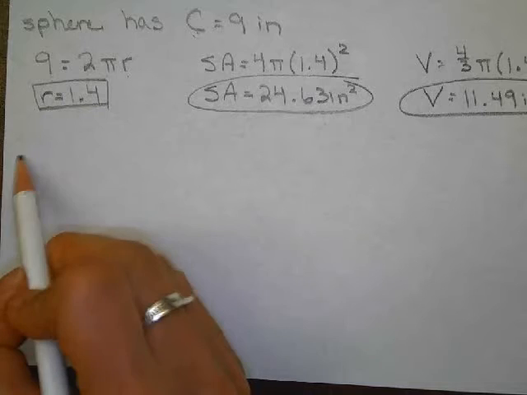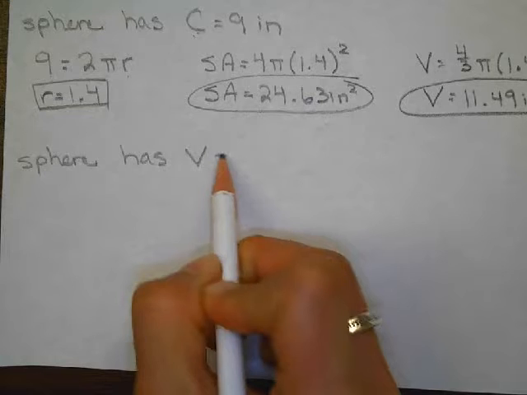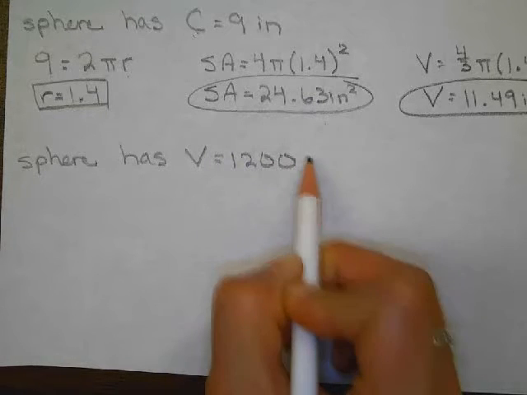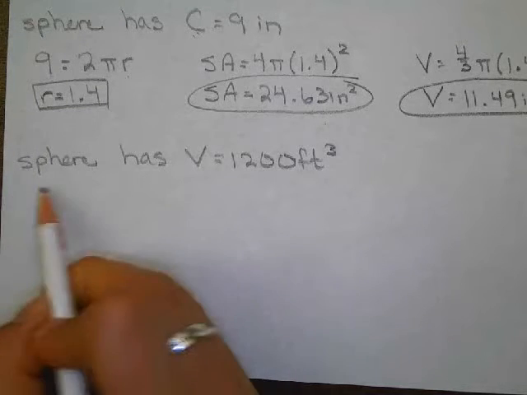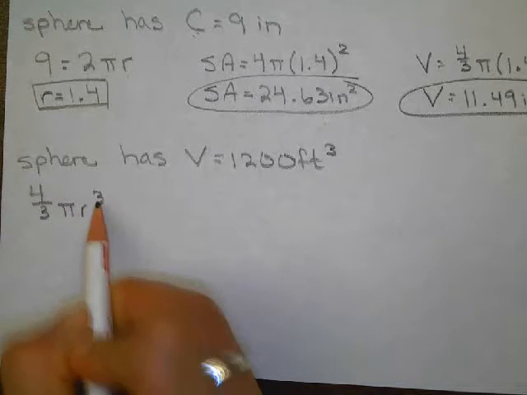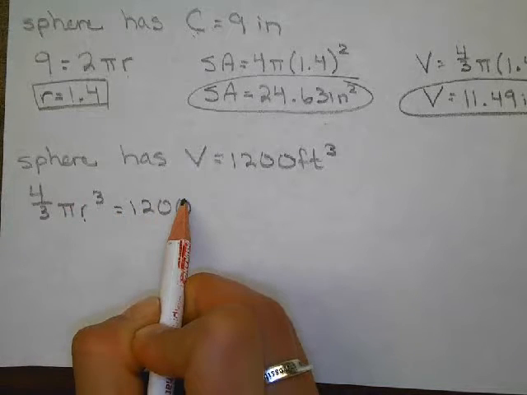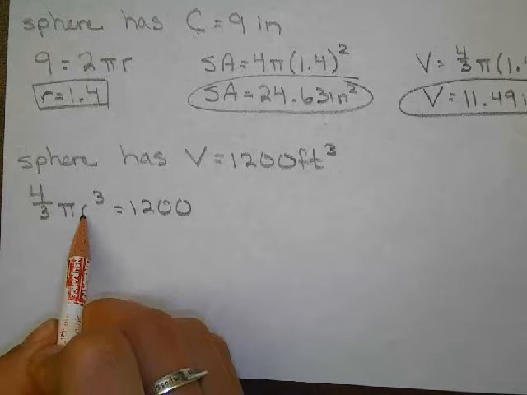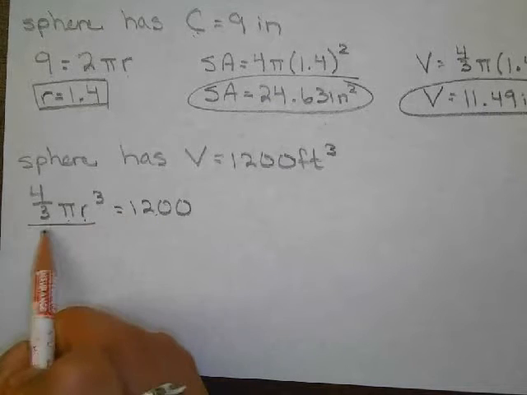We'll do one more. This time, I'm going to tell you that a sphere has a volume of 1,200 feet cubed. So you just have to find the surface area. But again, the problem is you need to know the radius. So our volume formula, remember, is 4/3 pi r cubed. If that's what the volume is, that's going to be equal to 1,200. Now I just have to get r cubed. So I'm going to divide 1,200 by 4/3 pi.